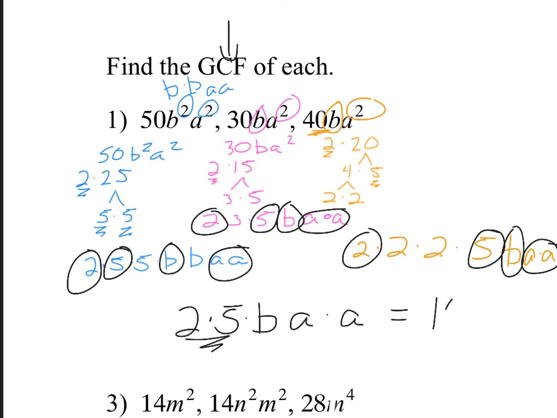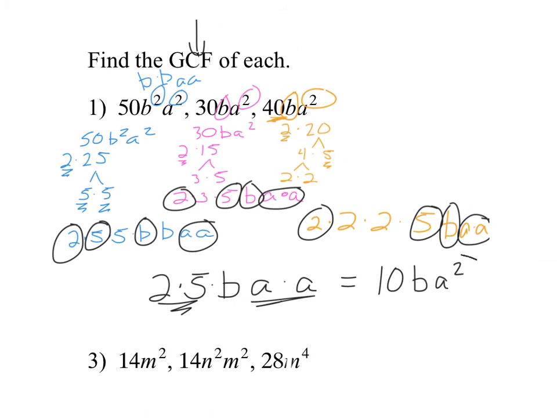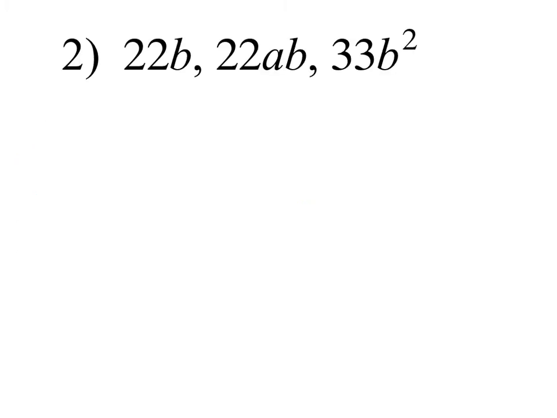2 times 5 is going to give us 10. We have 1b, and then a times a is a squared. So the greatest common factor of those three trinomials, why do I keep calling them trinomials? Those three monomials is 10ba squared, or sometimes we typically write it in alphabetical order, 10a squared b. Either way, it doesn't really matter. Either answer is the same, but the 10 does need to go in the front because that's the coefficient. Okay, so let's do another one of these together.